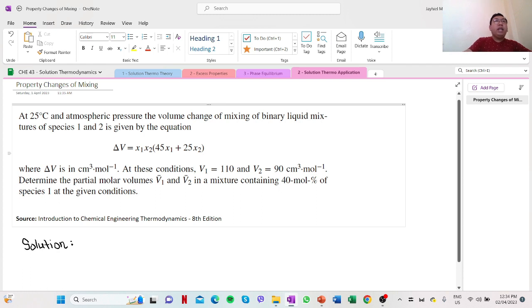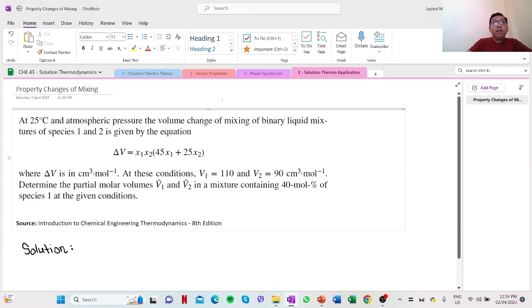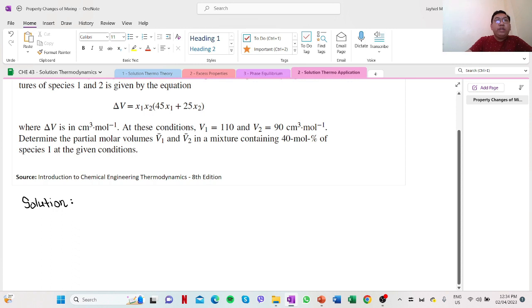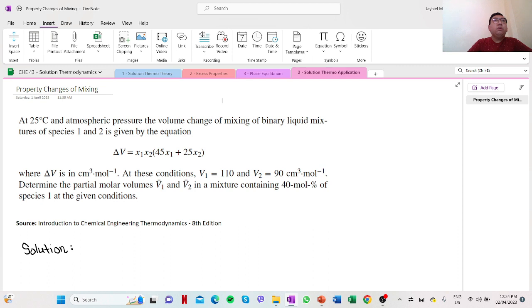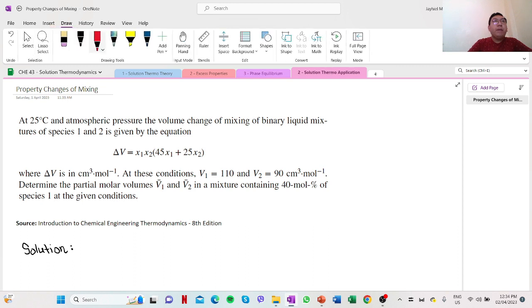Okay, I will not write anymore the given and the required. I will just go directly to the solutions. So what are the mathematical relationships that you need to take note of when you talk about getting the partial molar volume of 1 and partial molar volume of 2 if you are given a mathematical equation between the molar volume change in mixing as a function of composition.